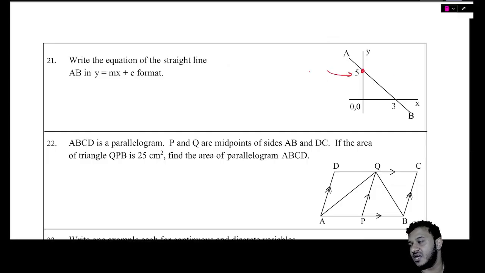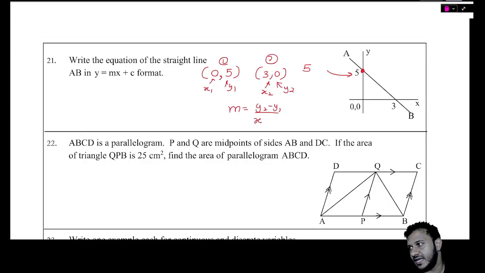Straight away I can see, I don't even have to do calculations, my C value, my y-intercept, is 5. I just need to find the gradient. To find the gradient, I need 2 coordinates. Let me use the first coordinate, the y-intercept, which is (0, 5), and the x-intercept (3, 0). This is my x1, y1, and this is my x2, y2. The gradient is equal to y2 minus y1 over x2 minus x1. That means 0 minus 5 over 3 minus 0, which is negative 5 over 3.